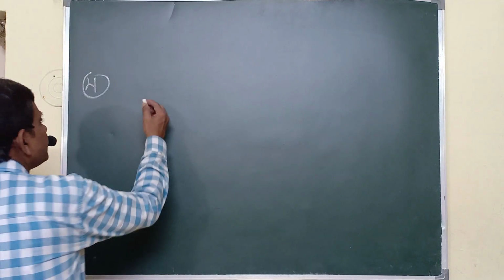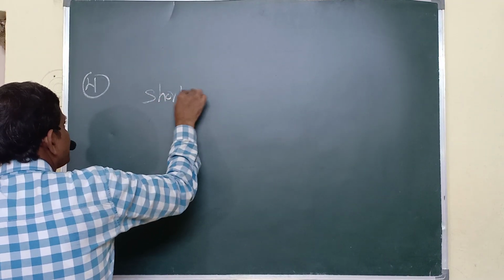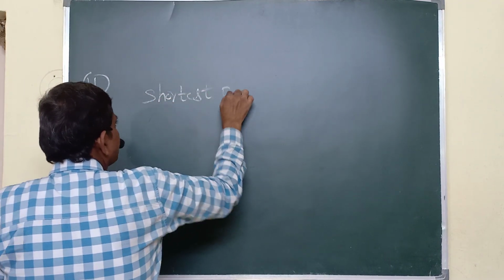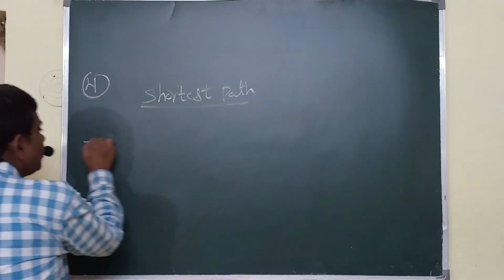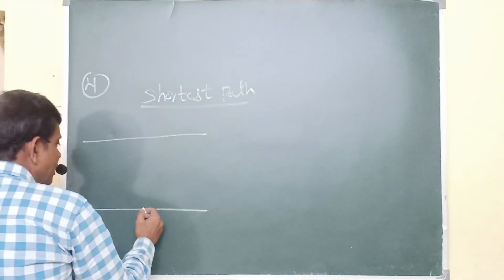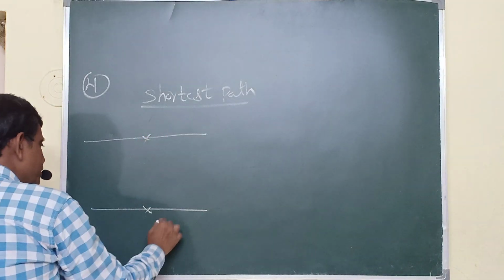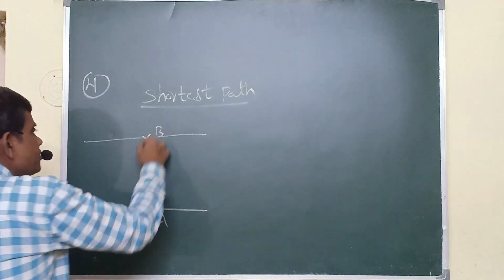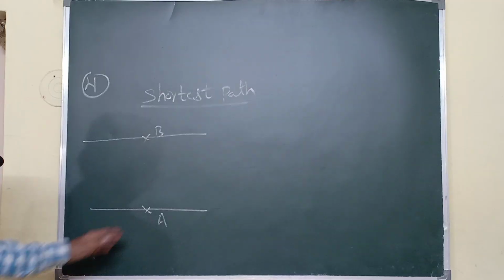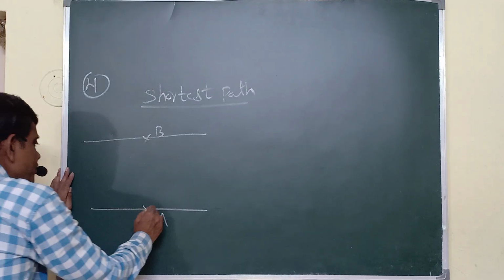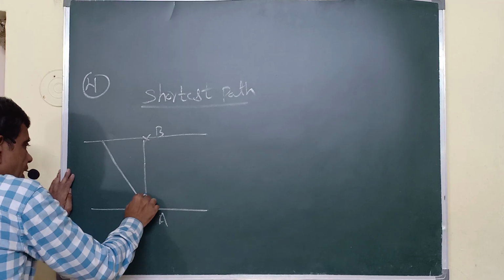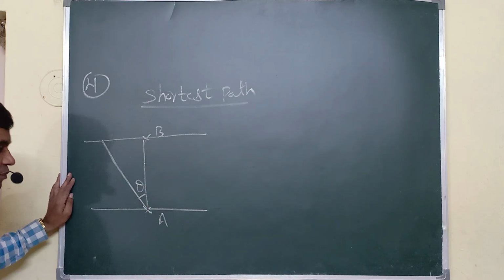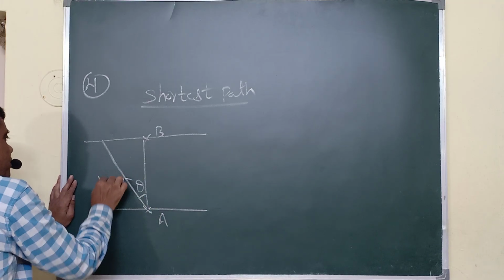So first we are discussing what the shortest path is. For example, one boat wants to travel from here to an exact opposite point. That is called the shortest path. To reach from A to B, it must make some angle to the vertical direction and must travel with some velocity. What is this velocity of the boat?